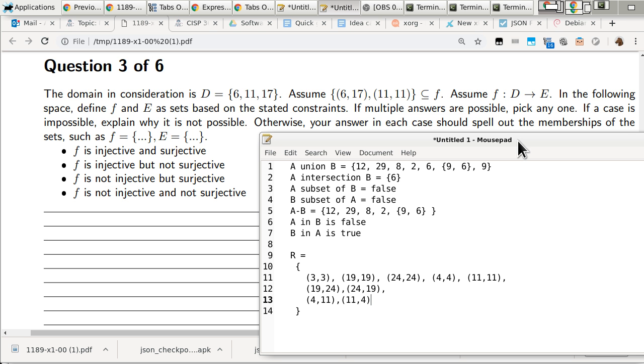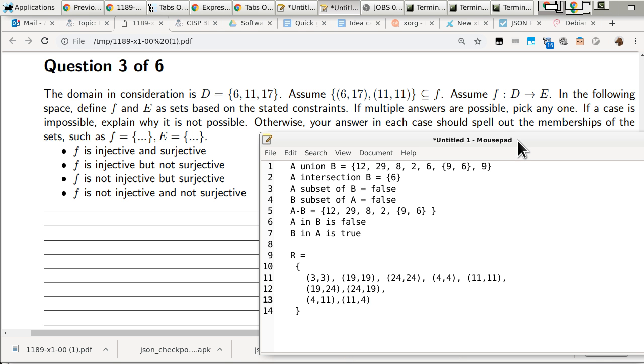So immediately you have to be able to remember what it means to be a function. A function is a subset of the Cartesian product between the domain and the codomain, but there's one more thing that is needed for f to be a function. Every element in the domain has to map to one and only one thing in the codomain. That is a requirement. So by asserting this, we know that property of f already. So now I want you to define f and E as sets based on the stated constraints. This is part of the constraint, this is the other constraint, and this is the last constraint.